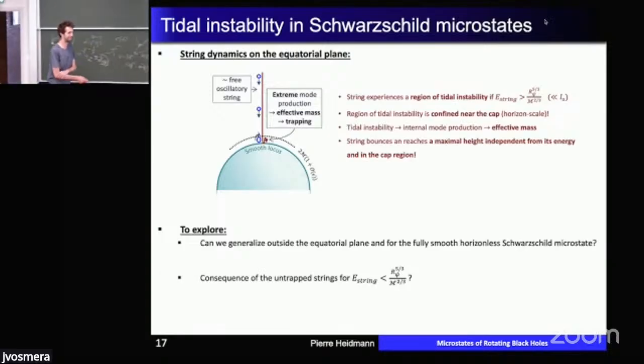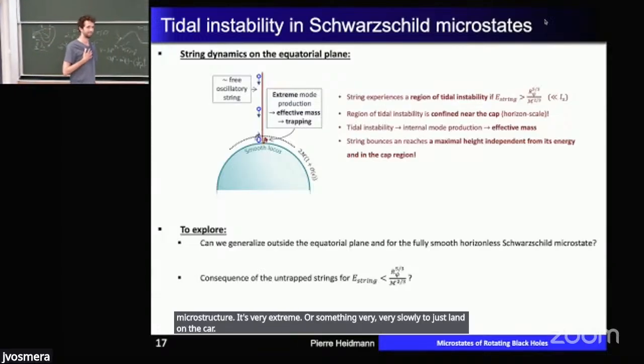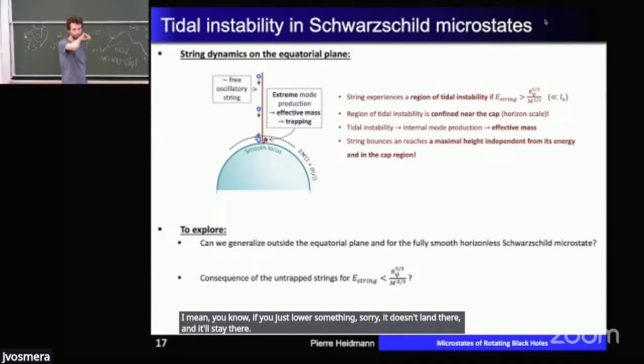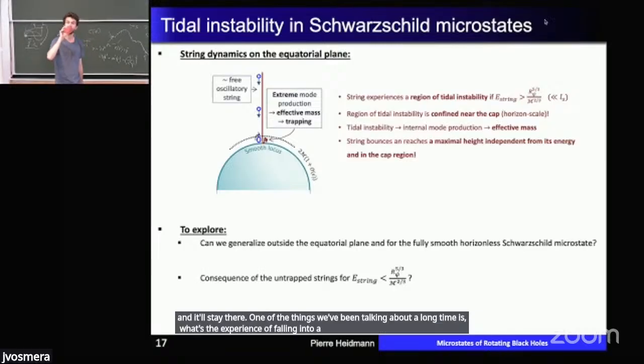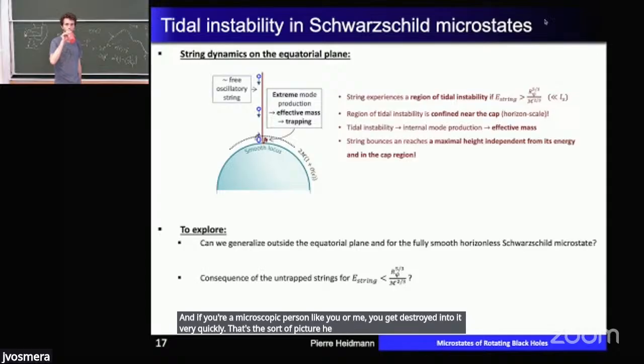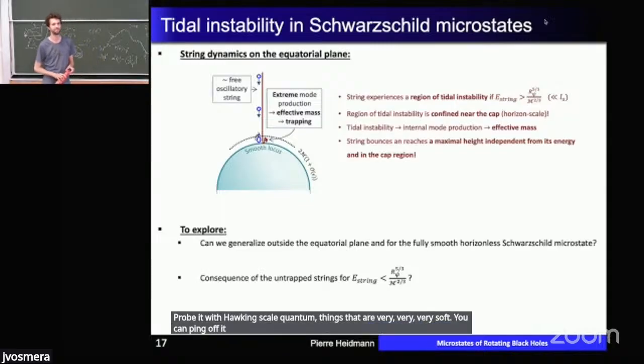If you lower something very, very slowly to just land on the cap, that's a soft probe. One of the things we've been talking about for a long time is what's the experience of falling into a microstate geometry or a fuzzball. If you're a macroscopic person like you or me, you get destroyed very quickly. That's the sort of picture he has. But if you probe it with Hawking scale quanta, things that are very, very soft, you can ping off it and you can actually start to measure structure.